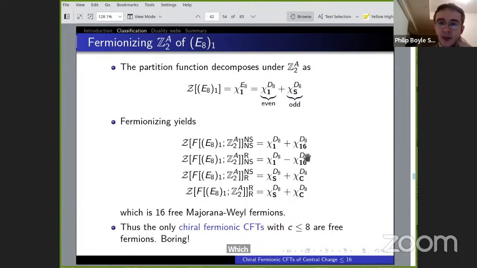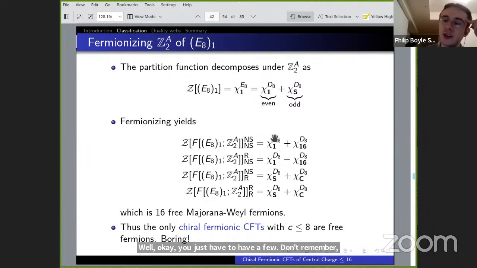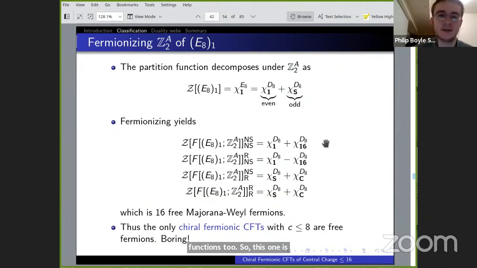And then we recognize this as being 16 free Majorana-Weyl fermions, because, well, okay, you just have to recognize it. But remember, as I said in the beginning, level 1 characters of D8, well, 16 free Majorana-Weyls has SO(16) symmetry, so it should be no surprise that these characters combine to give you the partition function of free Majorana-Weyl fermions. And indeed, you can write this explicitly in terms of theta functions too. So this one is theta 3 to the 8 over eta to the 8.